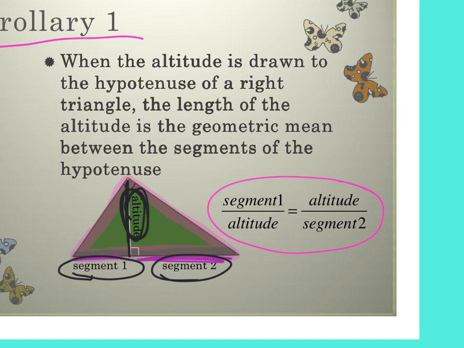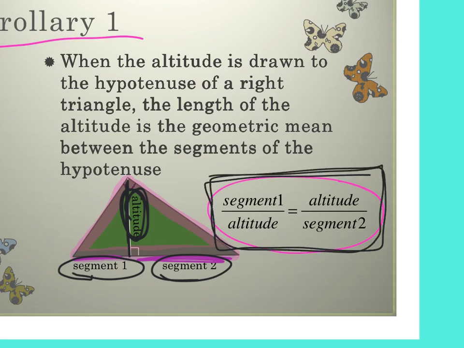Anybody still copying that down? So this is one of the first major things you want to write in your chapter notes for chapter 8. Segment 1 over altitude equals altitude over segment 2. And then obviously what a geometric mean is.